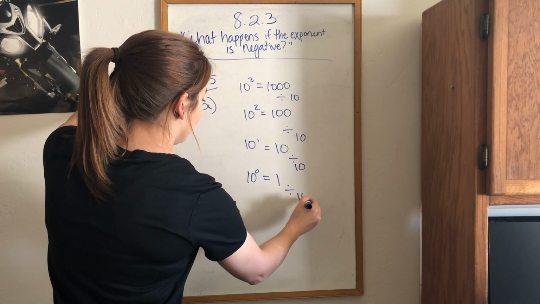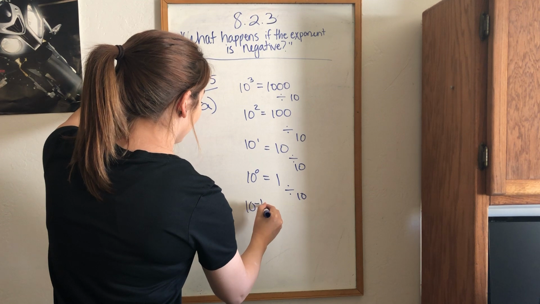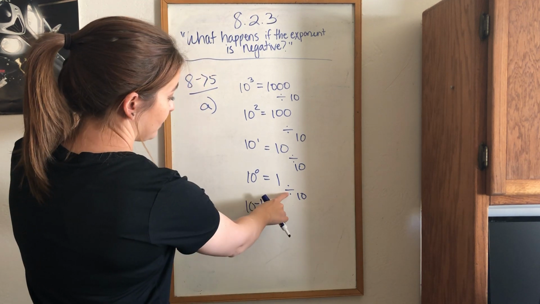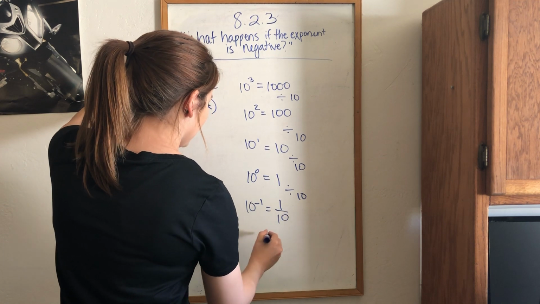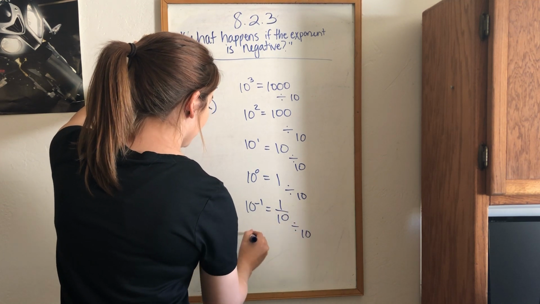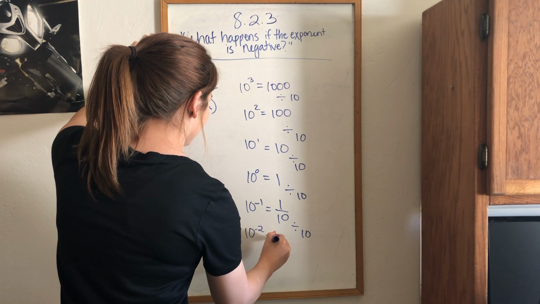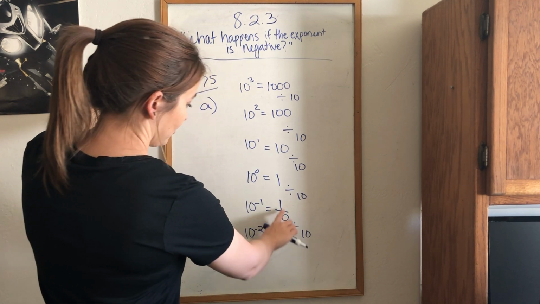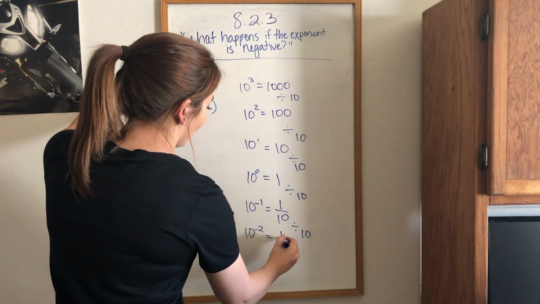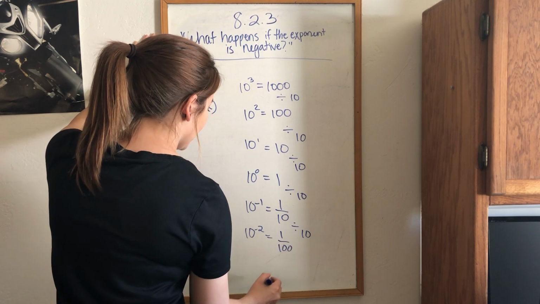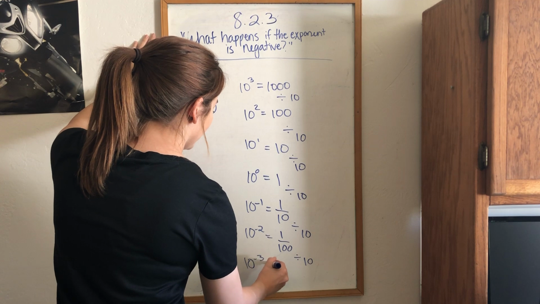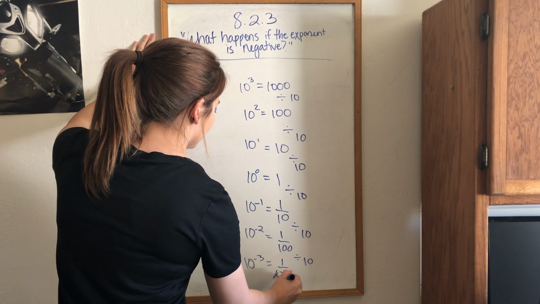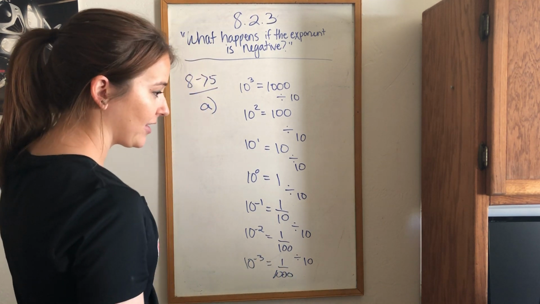Divide that by 10. So 10 to the negative 1 would be 1 divided by 10, which is just 1 over 10. Let's divide that by 10. 10 to the negative second would be, if you do 1/10 divided by 10, you get 1 over 100. Divide that by 10, you get 10 to the negative third, which is 1 over 1,000. So there's a nice pattern happening.